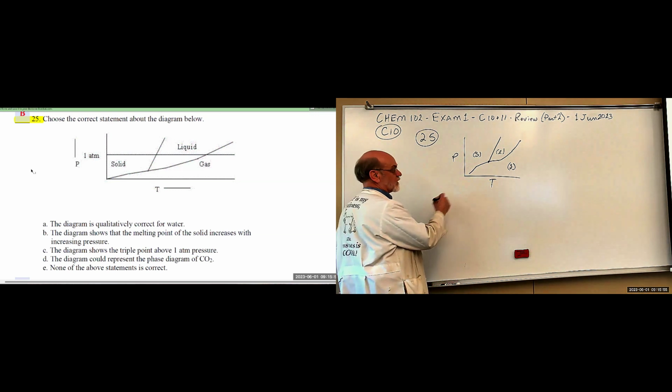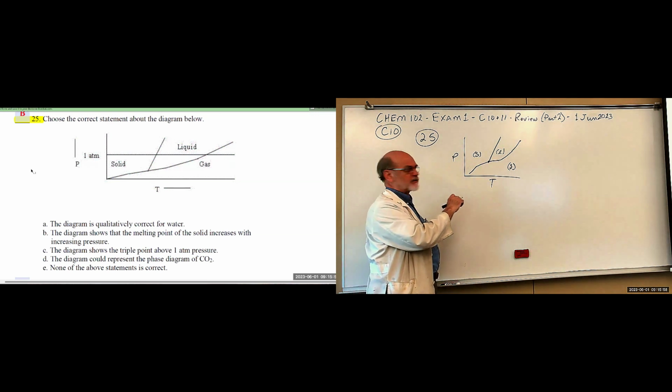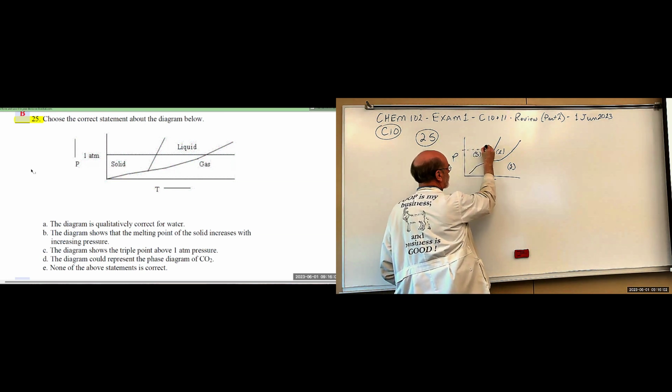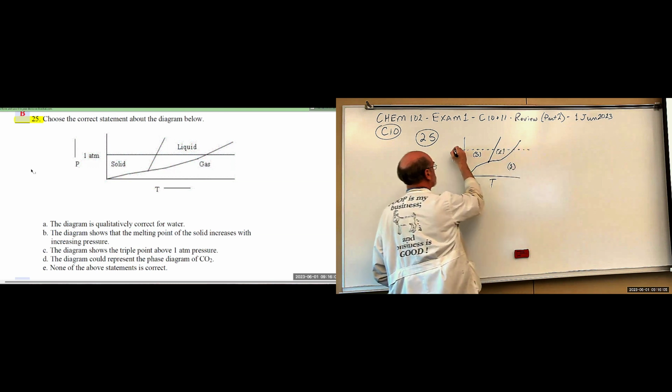Now we got another line here that shows us 1 atmosphere. I'm going to put a dash line here. This is 1 atmosphere.